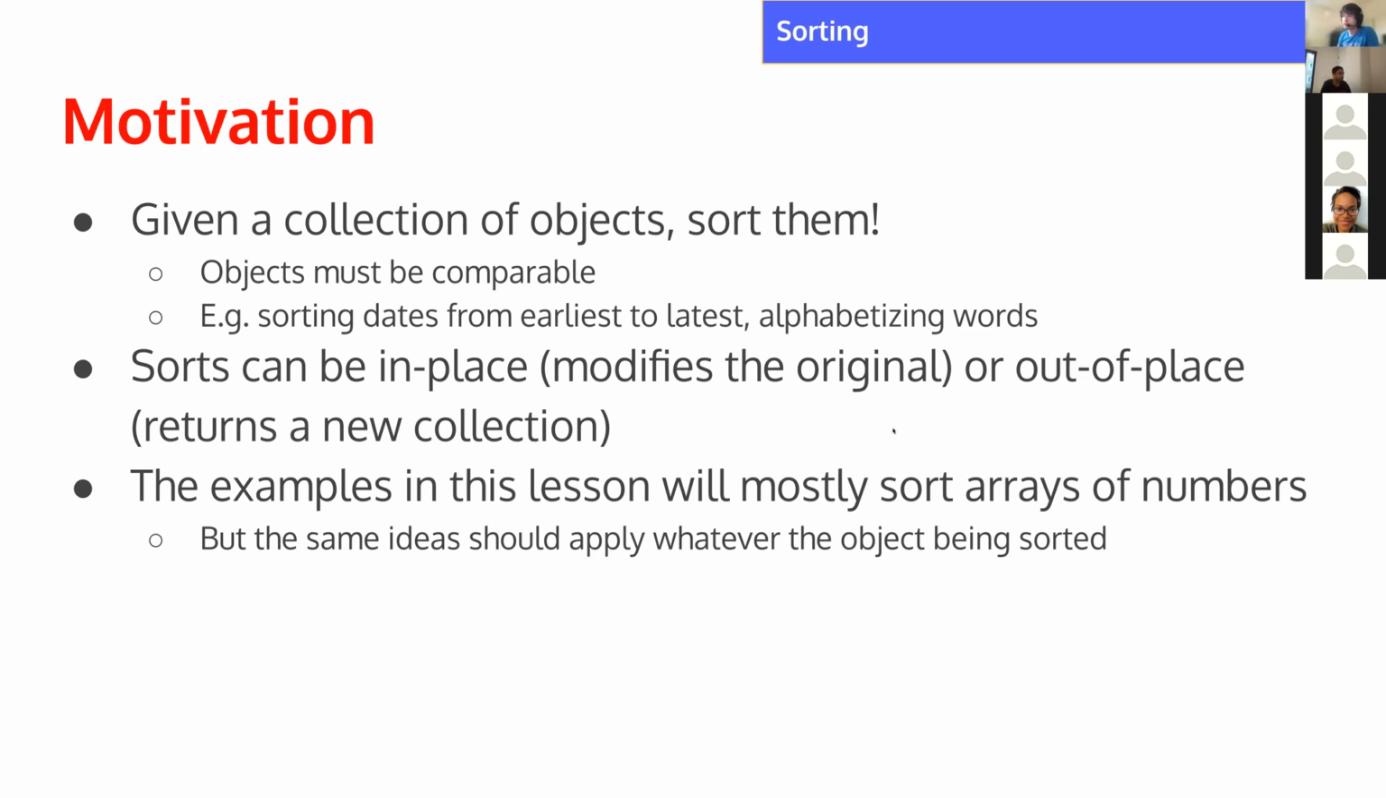One last thing to note is that sorts can be either in place or out of place. This is true for lots of other algorithms as well, but the key difference is, do we want to modify the original array or do we want to return a new collection that is in order? It's relevant to know that some languages implement their base library sort in place, and some languages return a new one. That would be out of place. Whenever you're interviewing, you should probably know which of those your language does.